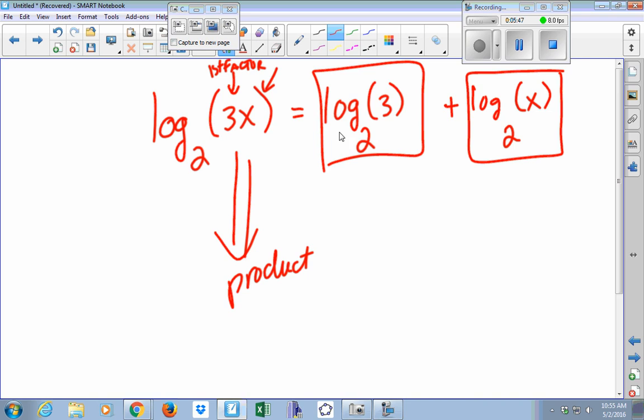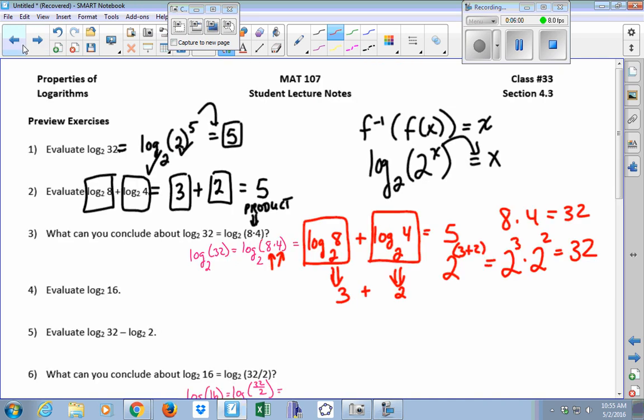So if you had 6 factors here, like a, b, c, d, e, f, then it would be the log base 2 of a plus the log base 2 of b plus the log base 2 of c, and so on. Right? So yes, any product, doesn't matter what it is.